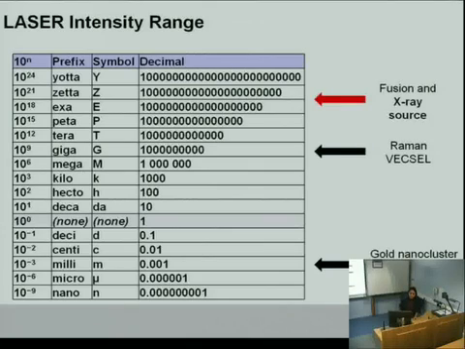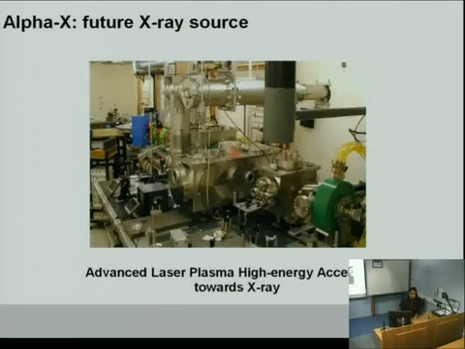Hello, I'm Grace Manahan, and I'm going to talk to you about the applications of lasers for higher energy. For energy greater than 10 to the 18, we can classify these as high power lasers, and there are a lot of applications, and one of these is using this laser as a source to generate X-rays. One example is this future X-ray source, which we call Alpha X. Alpha X simply stands for Advanced Laser Plasma High Energy Accelerator towards X-rays.